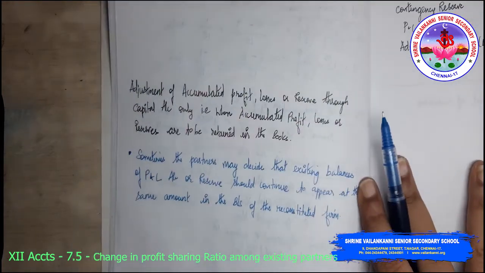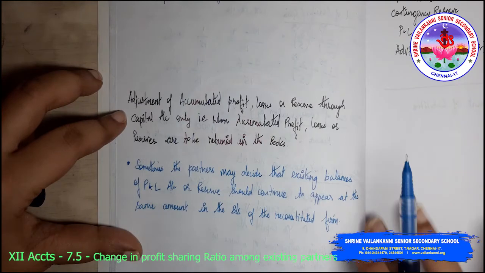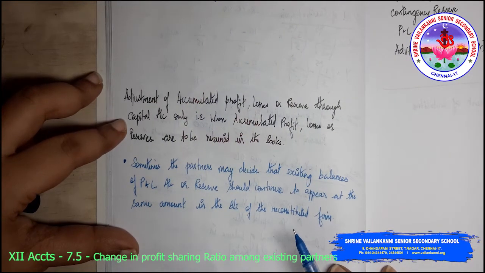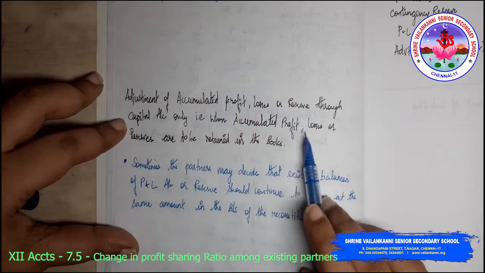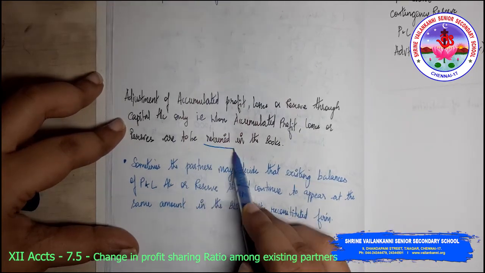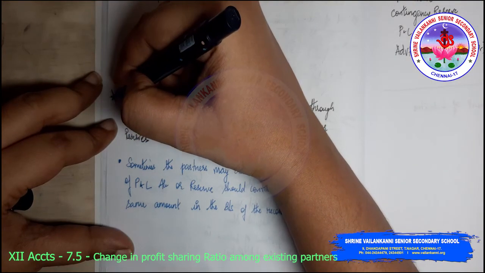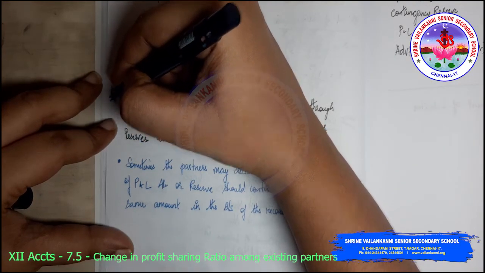So just understand this. Adjustment of accumulated profits or losses or reserves through capital account only when accumulated profits or losses are to be retained in the balance sheet. Please make sure that you understand this statement. Okay, so that's what we have done.